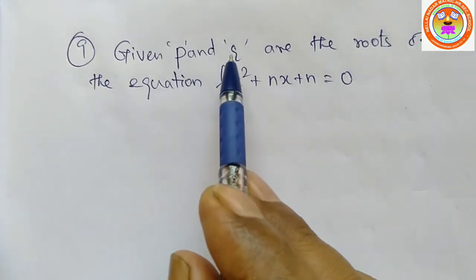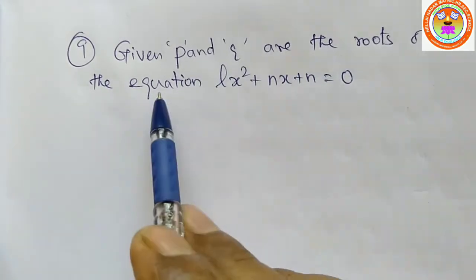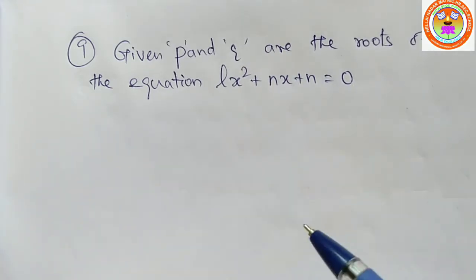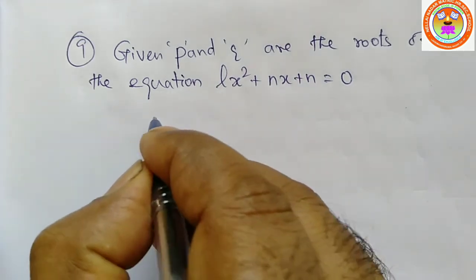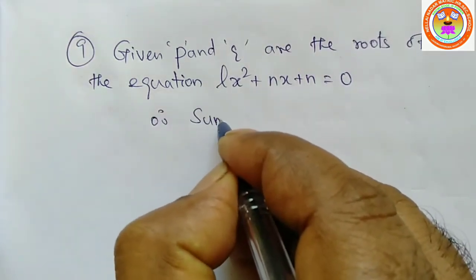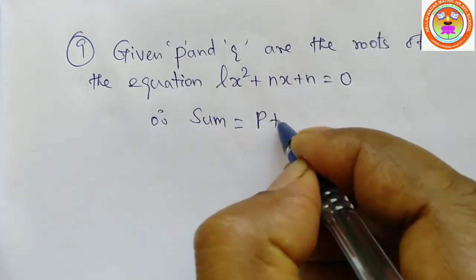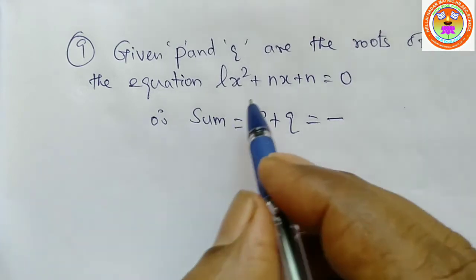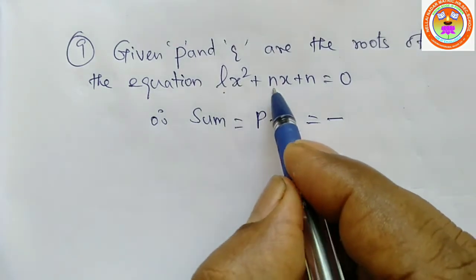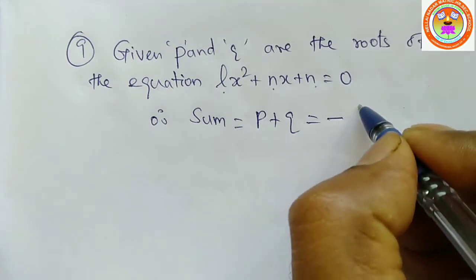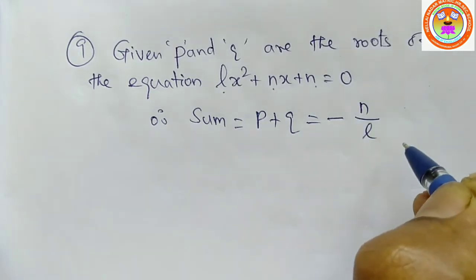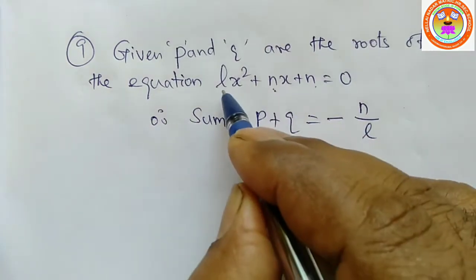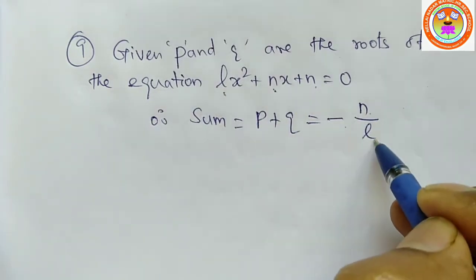So, P and Q are the roots of the equation Lx square plus Nx plus N equal to 0. So, we can find the sum of the roots. That is, the sum of the roots is equal to P plus Q, that is minus B by A, right? Here this is our A, this one is our B, this one is our C. Actually the formula is what? Minus B by A. Here B is equal to N, A is equal to L. So minus N by L.